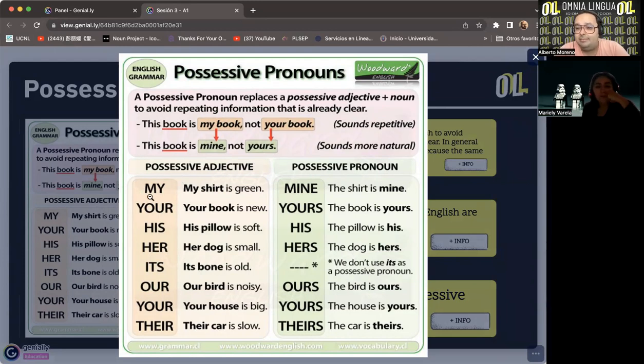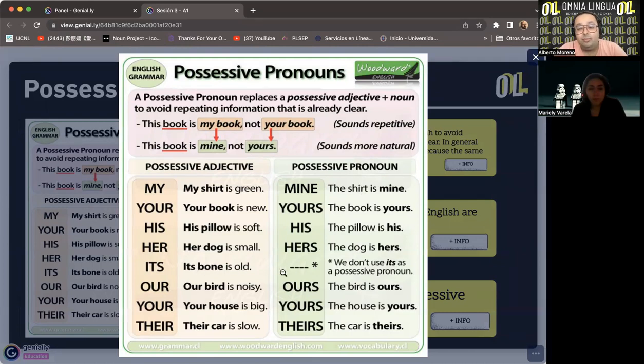And the correlation of possessive adjectives and possessive pronouns is the following. For the possessive adjective my, we use the possessive pronoun mine. For example, my shirt is green, the shirt is mine. For your, we use yours. That's why we cannot add an S at the end of a possessive adjective. Your book is new. The book is yours. His pillow is soft. The pillow is his. Her dog is small. The dog is hers.